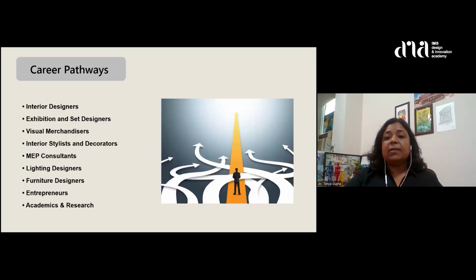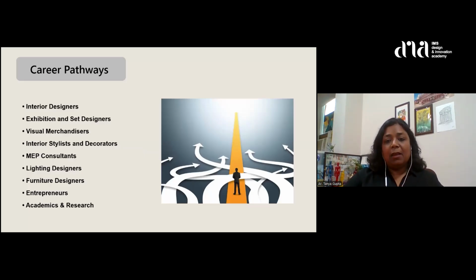Now, the various career paths in interior design: after doing an interior design degree, certification program or diploma, what all career paths open up for anyone. So one can be an interior designer. They can do the whole space design, the furniture design, they can take care of the ceiling design, how the wall will look, so the entire space is taken care of by them.